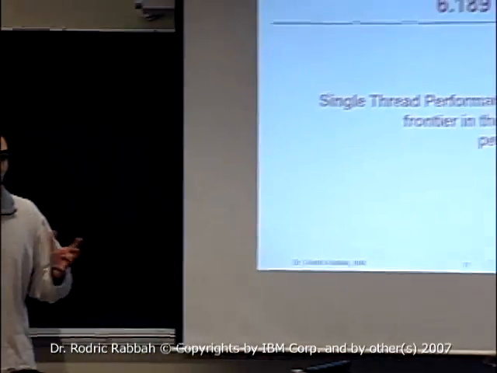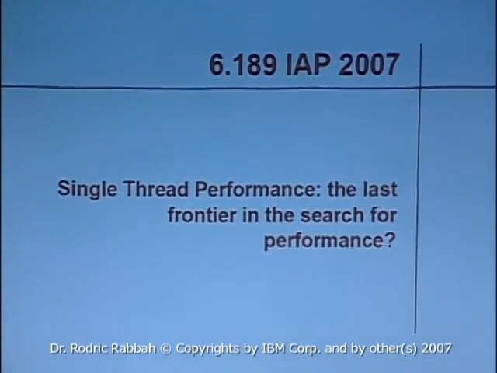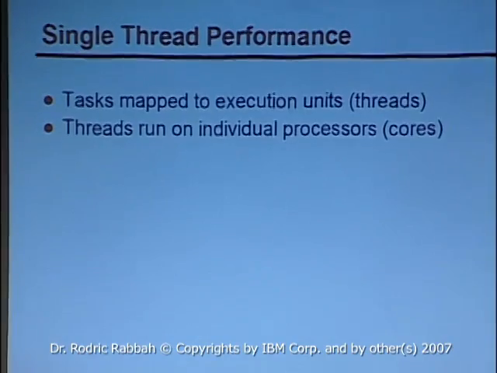So you've done all of that. You've parallelized your code. You've taken care of your communication costs. You've tried to reduce it as much as possible. Where else can you look for performance? Things just don't look like they're performing as well as they could. And so the last frontier is perhaps single thread performance. So I'm going to talk about that.